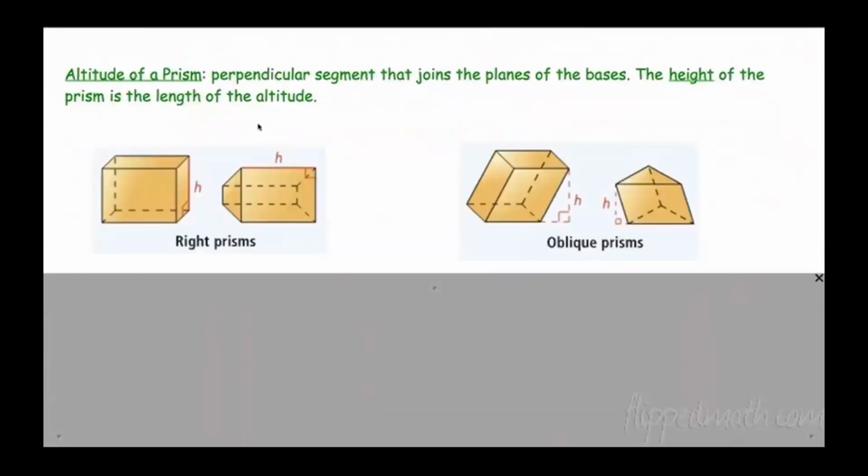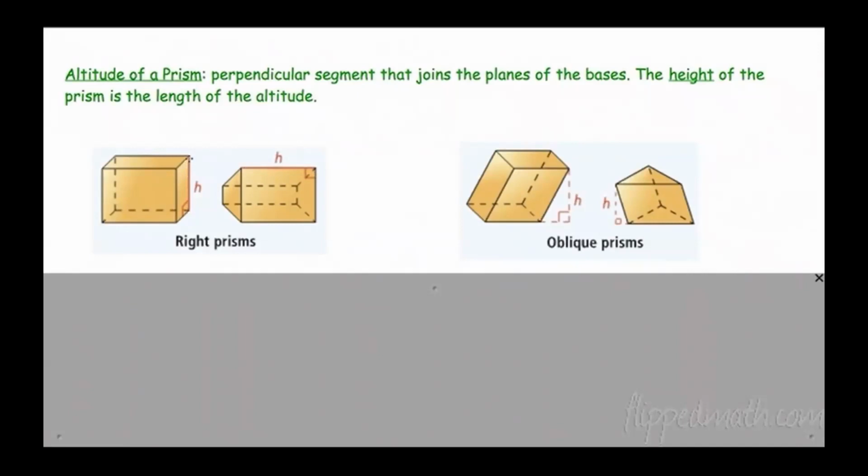So let's talk a little more about these bases. The altitude of a prism is the perpendicular segment that joins the planes of the bases. The height of the prism is the length of the altitude. So this edge here is the height. It is the perpendicular distance from one base to the other.